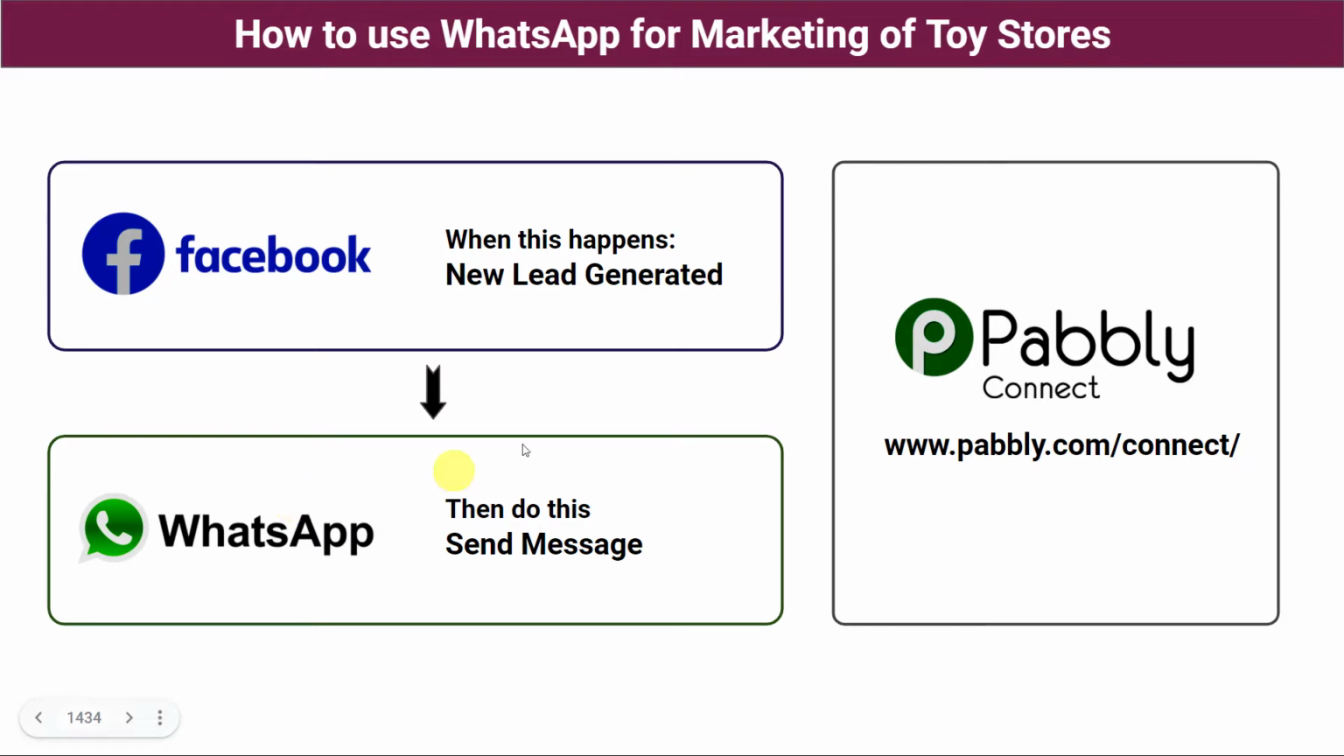As a solution, we are going to use Pabbly Connect. So basically, Pabbly Connect is an automation and integration software which will help us in integrating Facebook lead ads and WhatsApp automatically. The best part here is it doesn't require any coding skills or programming knowledge. Even a non-technical person can do this very easily. So let us check this in real time.